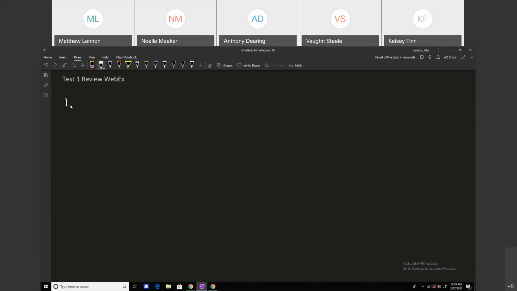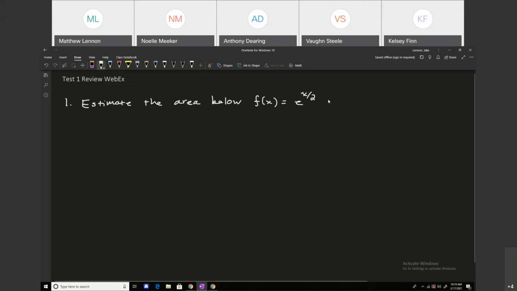So let's say, estimate the area below. Let's say f of x equals e to the x divided by 2, from x equals 2 to x equals 5, using, let's say A, we'll start with 4 left rectangles. And then part B, we'll do 4 right rectangles.